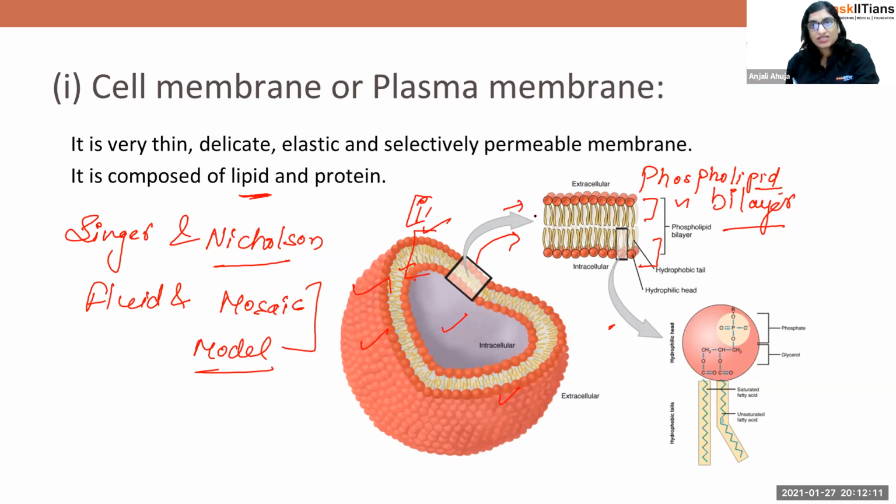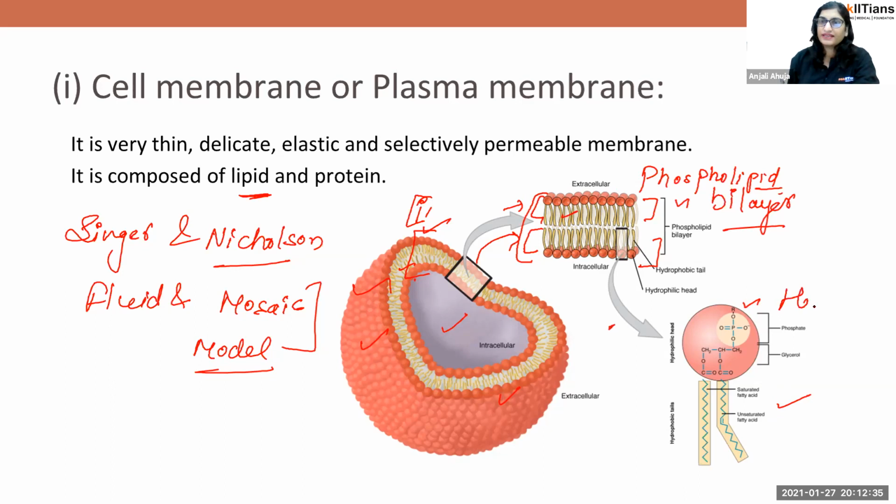So this is the structure, and these molecules that you see are the lipid molecules, the phospholipid bilayer. Phospholipid means lipid is attached with phosphorus. Many of the students get confused at this. So this is the phospholipid bilayer. This is one phospholipid layer, and this is another phospholipid layer.